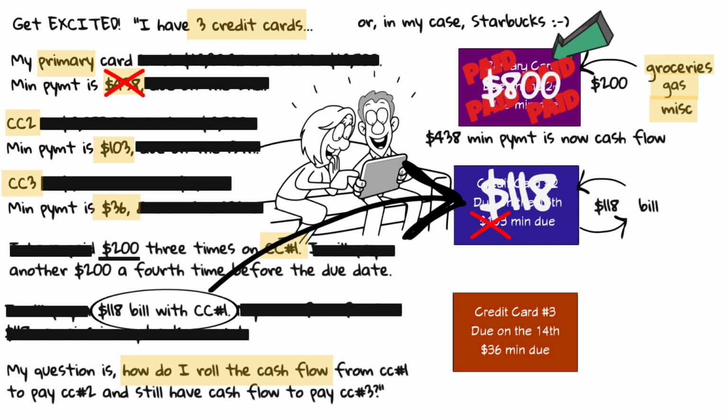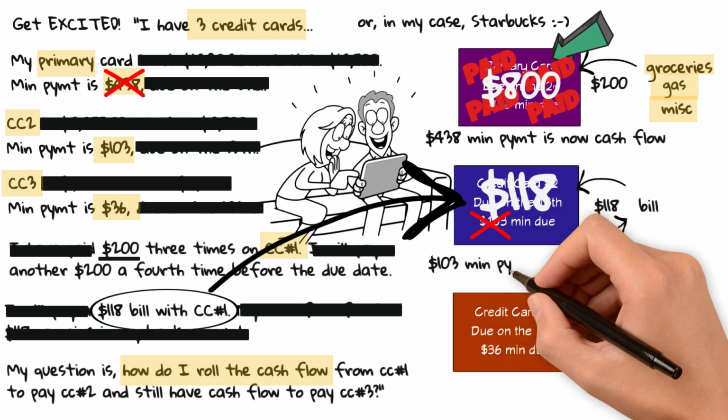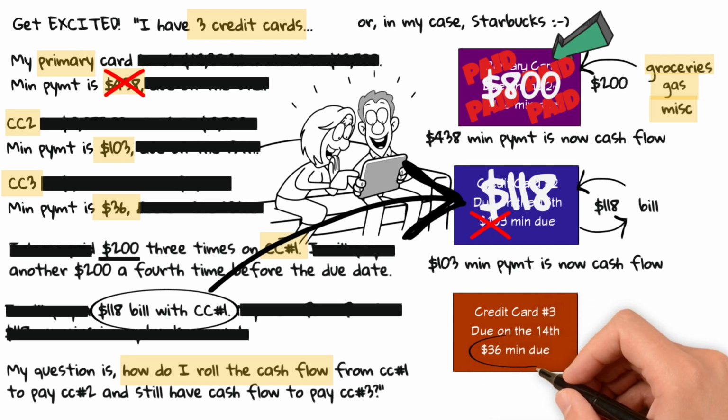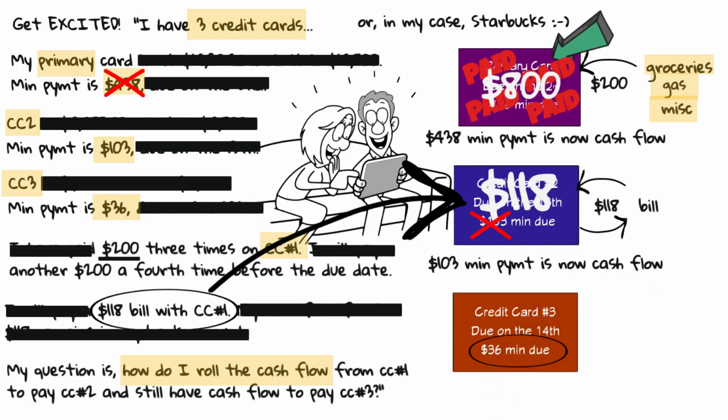That's just cash sitting in your bank account. Okay. Now you've got $103 that you didn't have to pay out to credit card 2, because that $118 bill is now meeting that monthly obligation. And so you have the cash flow to pay for credit card 3 out of those two things, having your groceries and your gas meet the obligation for credit card 1 and having that bill meet the obligation for credit card 2. So you have $36 now to pay for credit card 3, and you have money to funnel back to that primary card and pay that down very quickly.